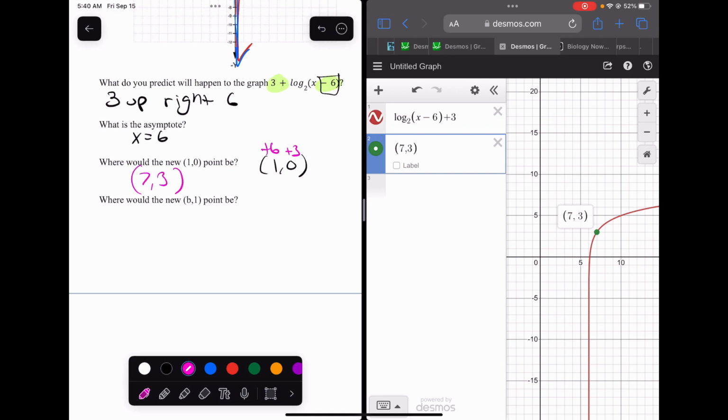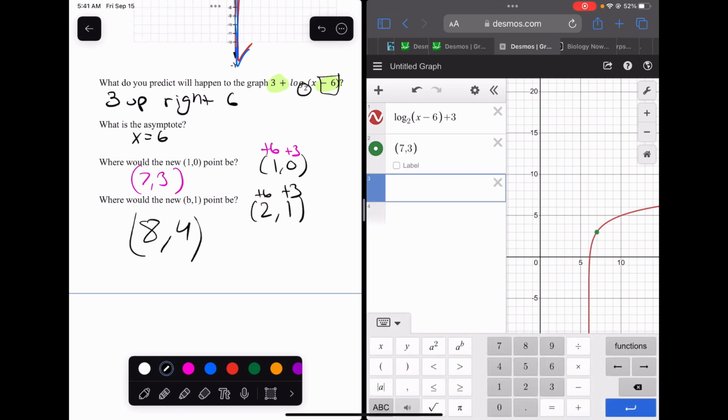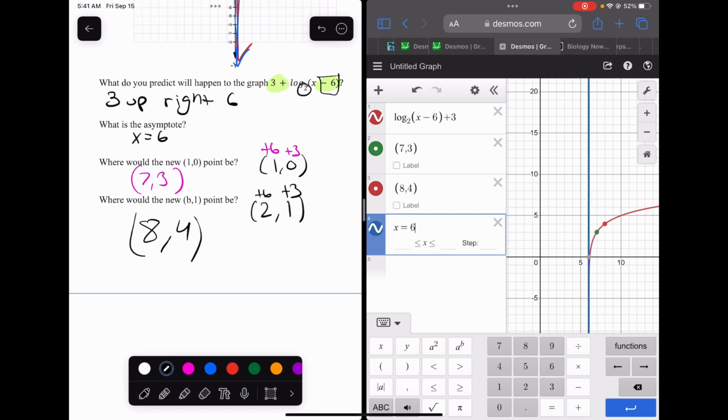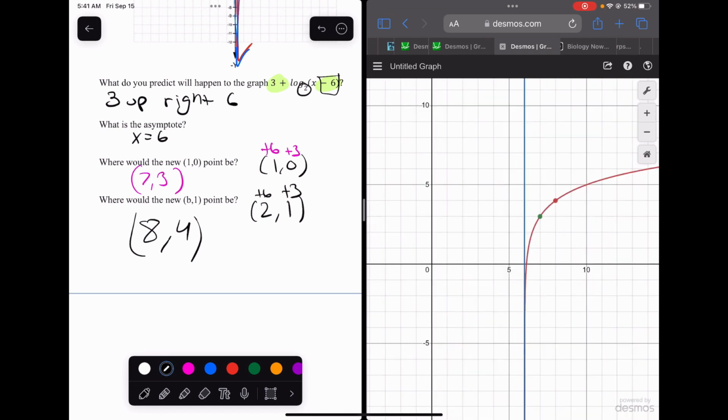Our new base 1 point. Well, what was our base here to begin with? We had 2, because it's a base 2. So we have our 2, 1 point. And again, to it, we have to add 6 and add 3. So we're going to get 8, 4. Let's see, do we have the point 8, 4? We do. And, of course, we could go ahead and show that we do, in fact, have an asymptote here at x equals 6.